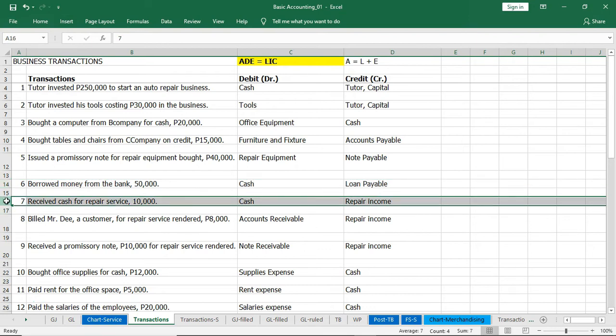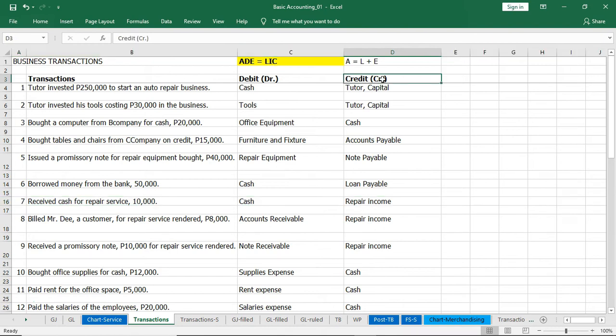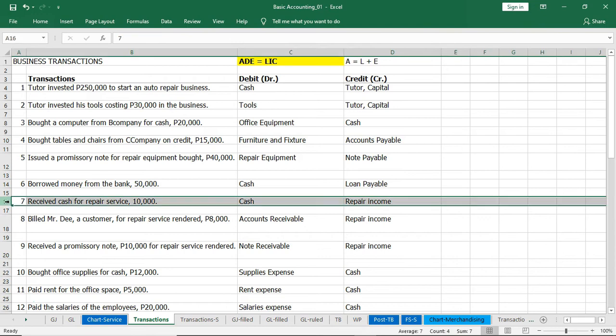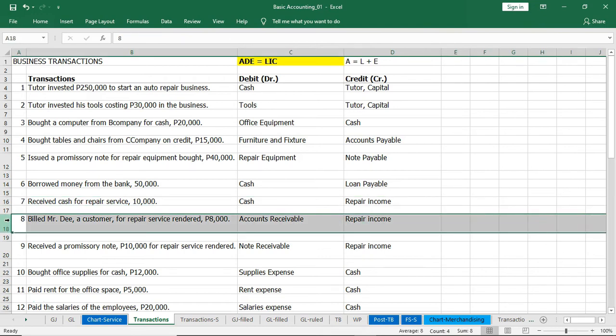Okay? Next transaction, received cash for repair service, $10,000. Di ba sila ay repair business? So, nagkaroon sila ng customer, tapos itong si customer, nagbayad siya ng $10,000. So, nakatanggap sila ng cash. So, increase in asset, debit to cash. Tapos, income, increase in income kasi kumita na sila. So, credit to repair income.